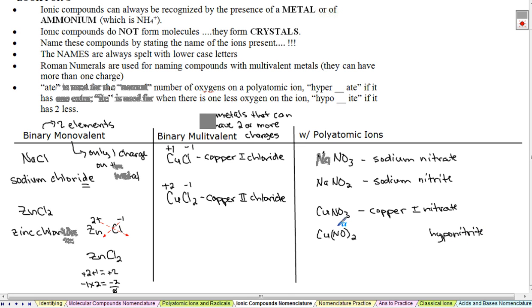And the charge on hyponitrite is always -1. I've got 2 of them, so that must mean the charge on my copper is +2. So obviously I'm dealing with copper 2 hyponitrite. And that's as complex as these things can get when we're dealing with ionic compounds.